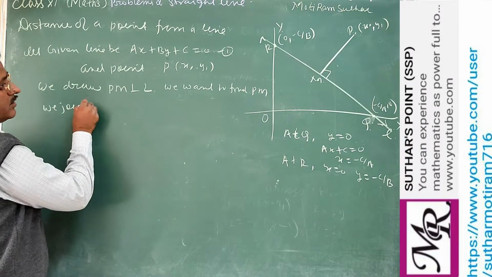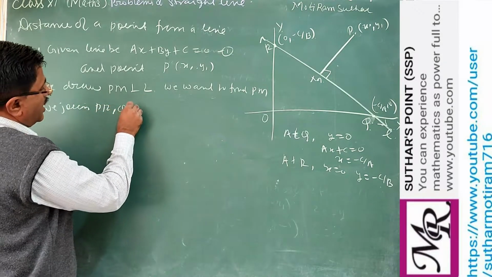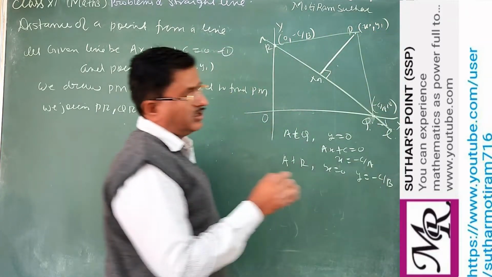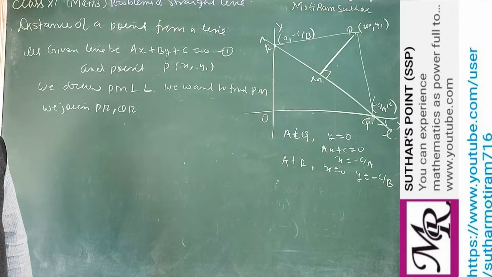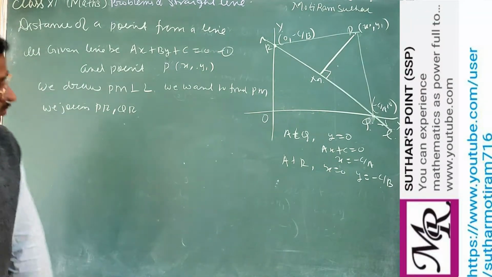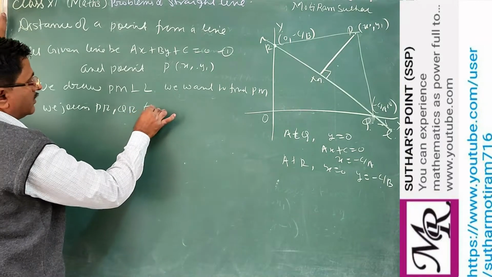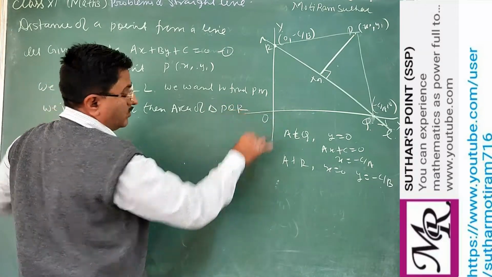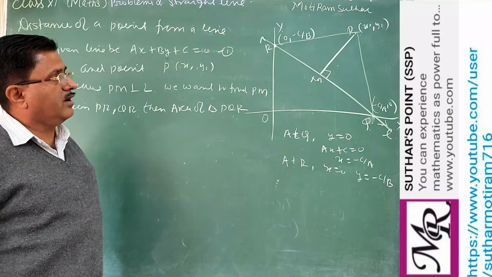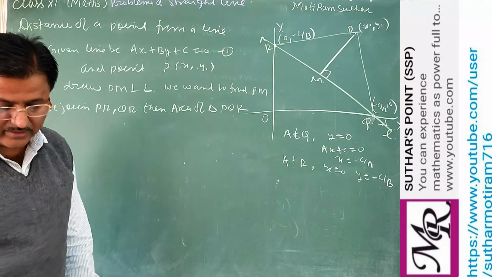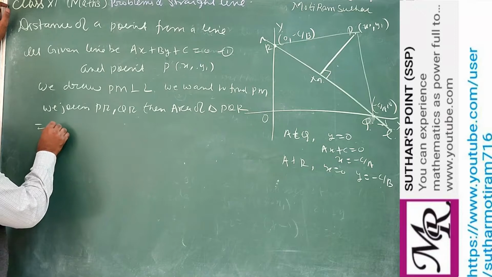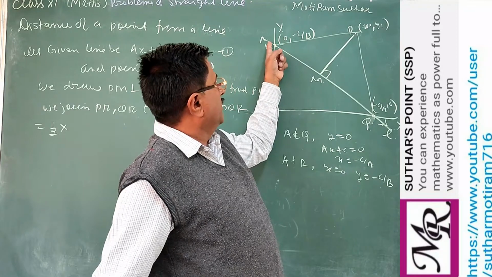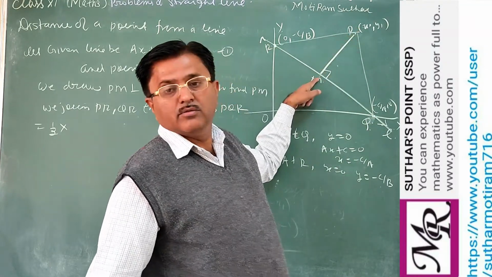We join PR and QR, so we get a triangle like this, whose all three coordinates are given. Clear? Thus the area of triangle PQR is 1 by 2 base into height. In this triangle PQR, the base is QR and the height is PL.